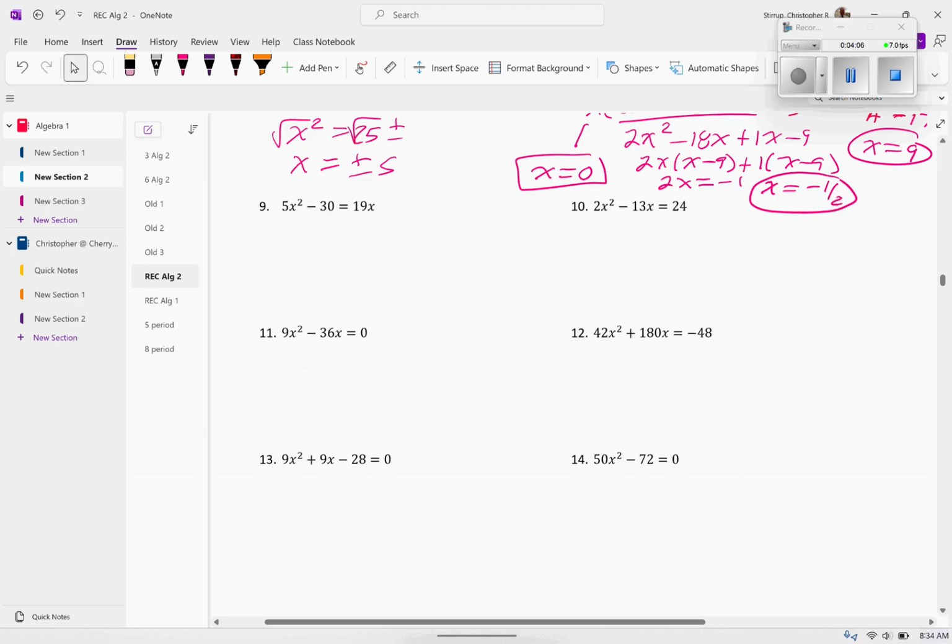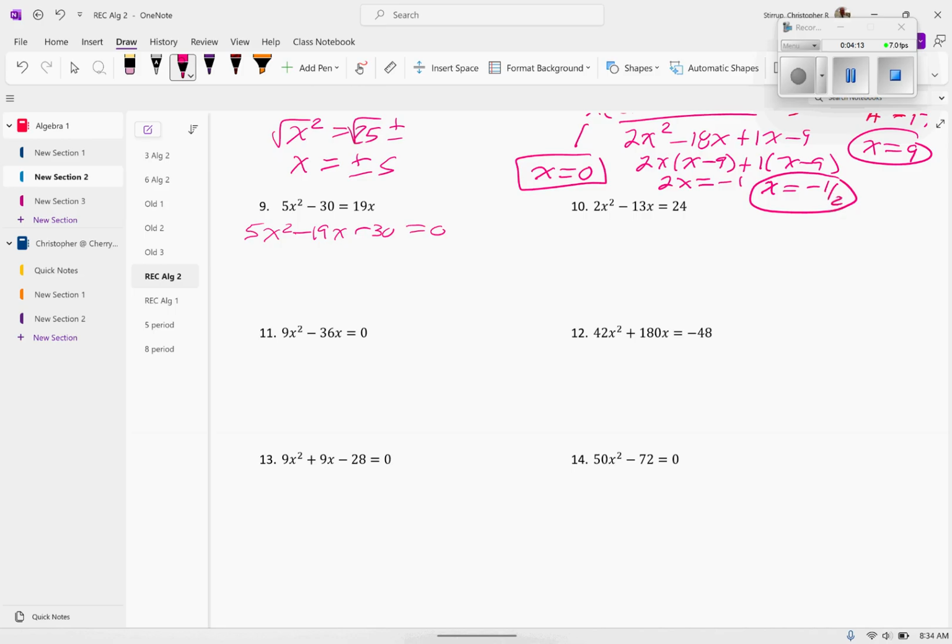Number 9, we're going to bring the 19x squared over, set it equal to 0. If we multiply that, I'm going to get negative 150. So what multiplies to give me negative 150, adds to give me negative 19? I would say I wouldn't give one of these to you on the test. I mean, this is pretty tough. Let's see, 15 times 10. I'm trying to go through. I much doubt you'd see something that big on the test.